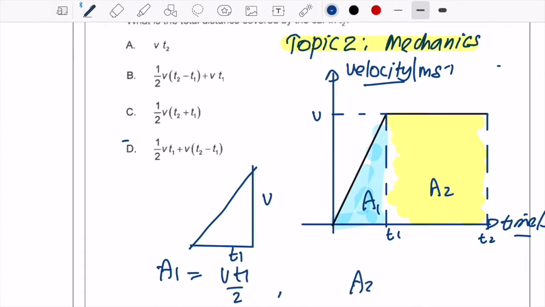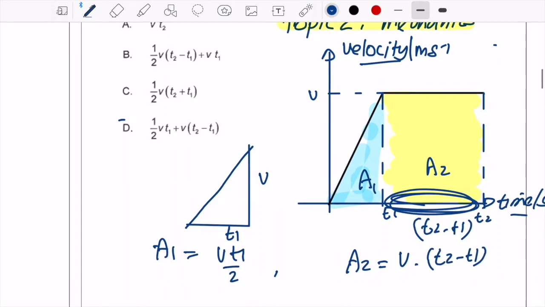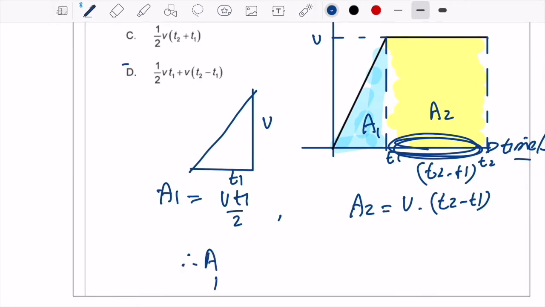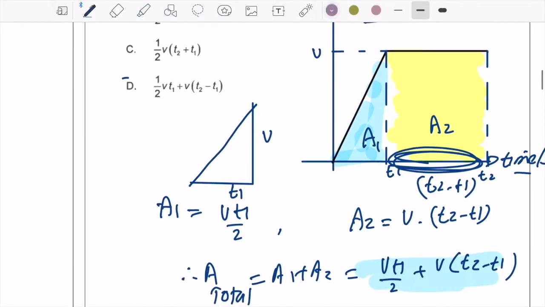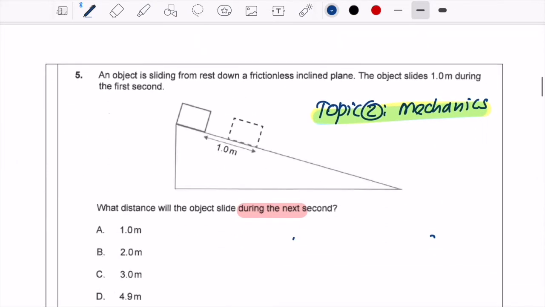Area 2, this is a rectangle, so V times this time, the time here is T2 minus T1, so V times T2 minus T1. So total area is A1 plus A2, you will get V T1 over 2 plus V times T2 minus T1. Let's see whether they have given this answer. Definitely answer is D.